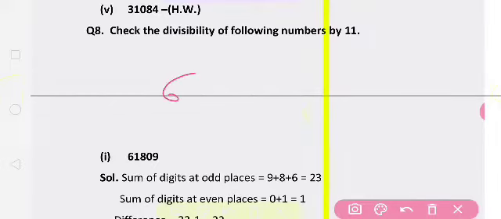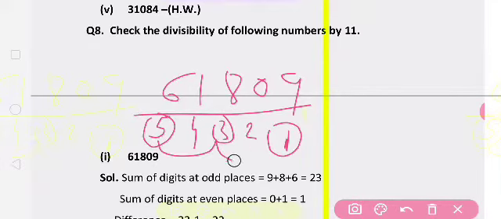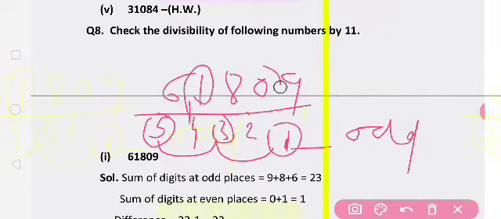So you can see 6, 1, 8, 0, 9. The digits at odd places. Odd places means, what is the place of this one? 1, 2, 3, 4, 5. These are the places of the given number. Odd places means 1, 3 and 5. So these 3 are odd. And 2, 4 means 1 and 0. These 2 numbers are at even places. So you can see that the sum of digits at odd places.